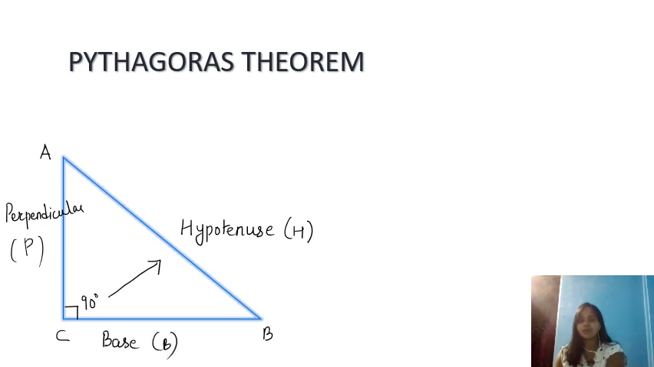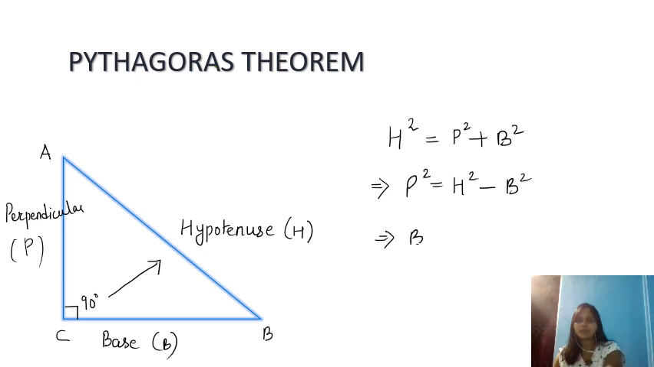So by Pythagoras theorem we have hypotenuse square is equal to perpendicular square plus base square. That means the longest side square will be equal to the sum of the squares of the two sides. Now we'll just rearrange the terms here. Keeping P on that side and bringing B on the other side, we'll get P square is equal to H square minus B square. Next, after rearranging, we can write base square is equal to hypotenuse square minus perpendicular square. This is just a revision. You have done it before.